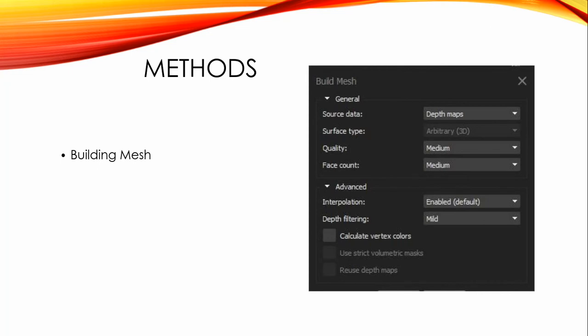Then next we will build a mesh layer, and on the right that is my parameters box, and for the source data you do want to use the depth map, which was actually produced in the previous layer when building a dense cloud.